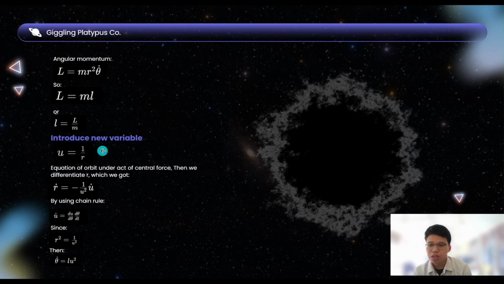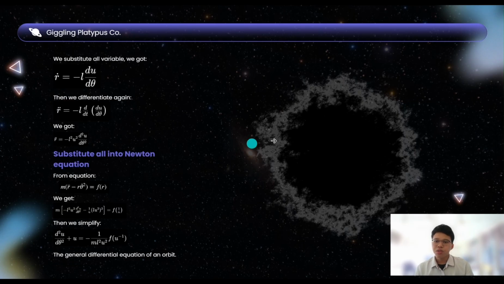Next, we introduce a new variable, which is u equal to 1 over r. These equations are an equation of orbit under the action of a central force. Then we differentiate r, which gives r dot equal to negative u dot over u squared. To obtain u dot, we use the chain rule, which gives du over d theta times d theta over dt. Since r squared is equal to 1 over u squared, we will get theta dot equal to L u squared.